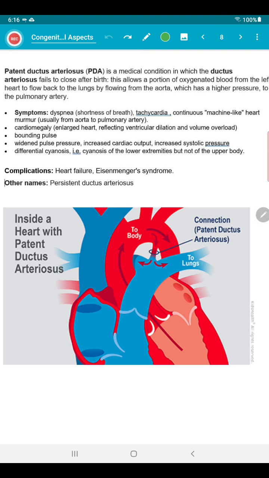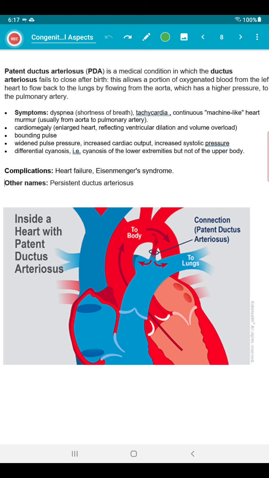Cardiomegaly, that means an enlarged heart, reflecting ventricular dilatation and volume overload. Bounding pulse, we will notice widened pulse pressure. Pulse pressure means the difference between systolic blood pressure and diastolic blood pressure, so SBP minus DBP equals pulse pressure, and that is widened. Increased cardiac output, increased systolic pressure, differential cyanosis. You have known the term cyanosis, but what is differential cyanosis? The cyanosis of the lower extremity occurs, but not the upper one. So the upper limbs, that means hands, are red and the lower limbs are blue. Very interesting case. Differential cyanosis occurs in case of PDA.